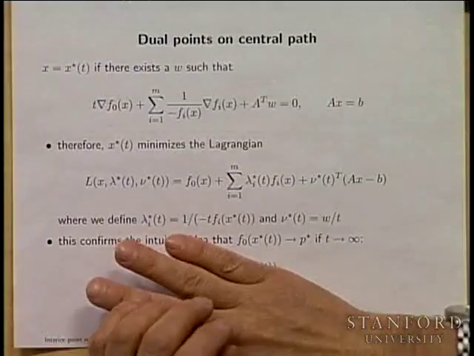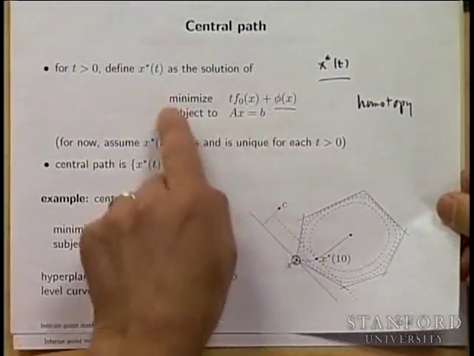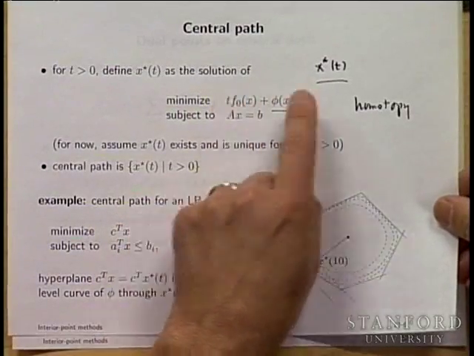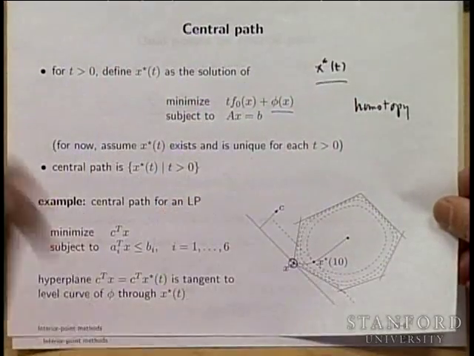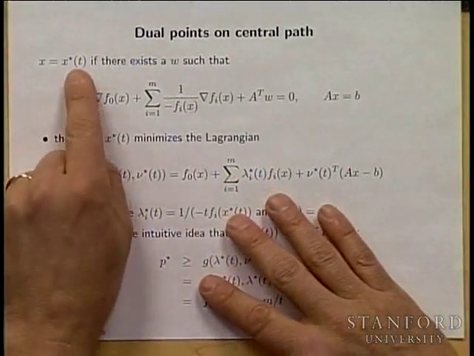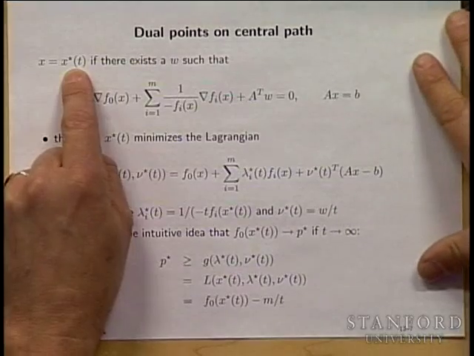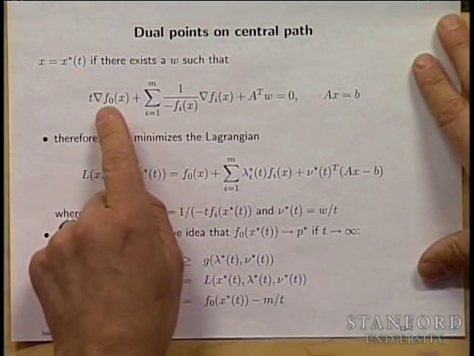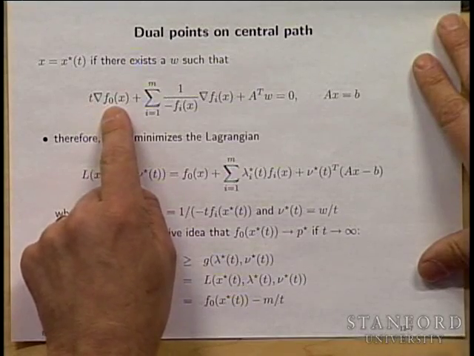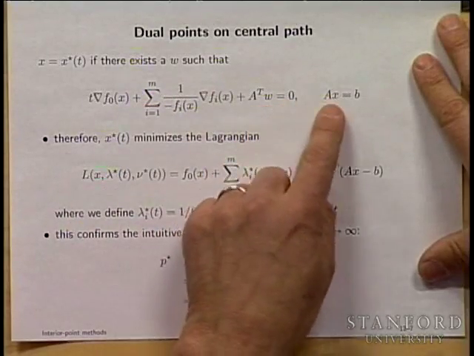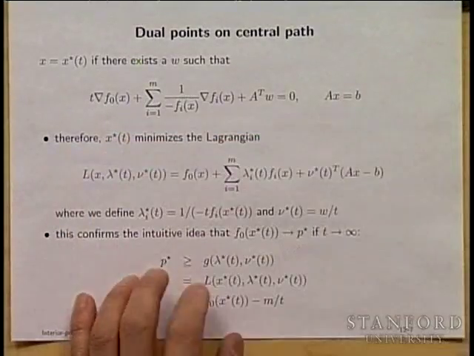Now let's see what happens on the central path. If you solve this problem, then it means that the gradient of this plus A transpose nu is 0. That's the dual residual being 0. And of course, Ax equals b. So the optimality condition for minimizing this barrier augmented problem is this: you have to have t grad f0 plus the gradient of the barrier plus A transpose nu equals 0, and Ax equals b. So that's the optimality condition.